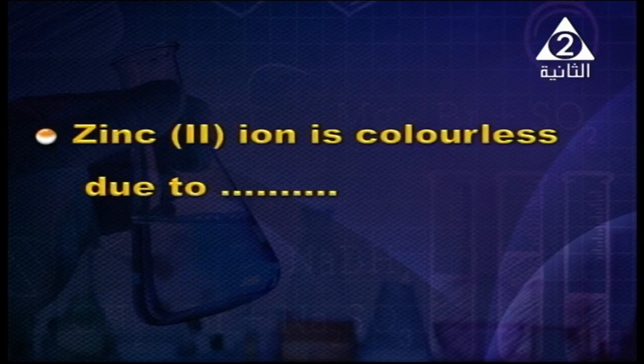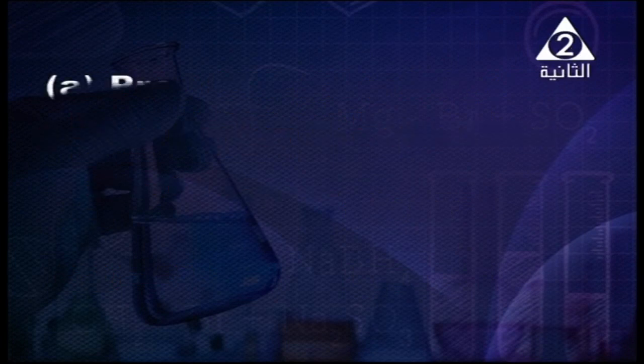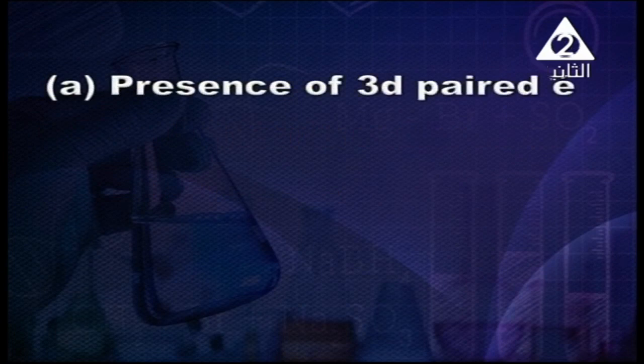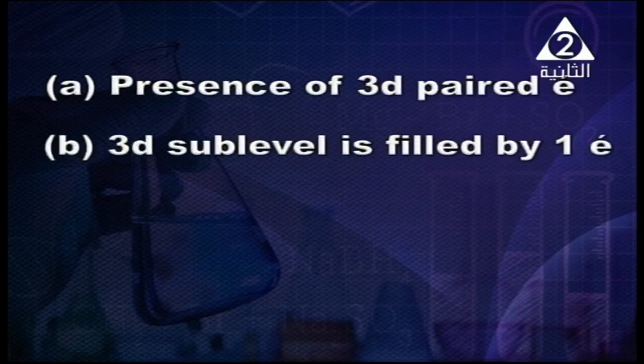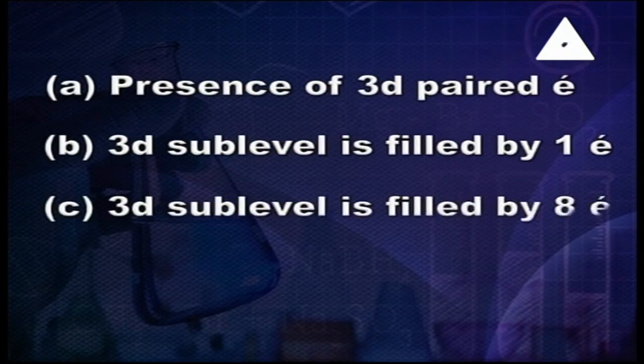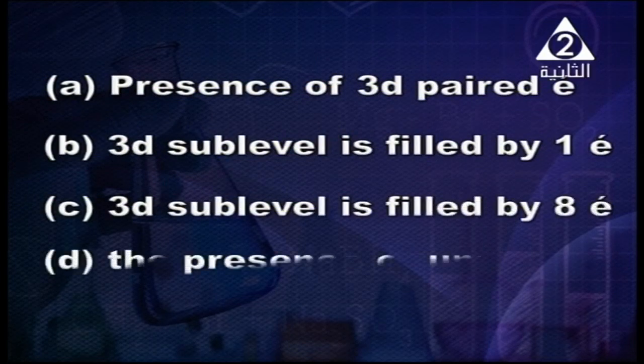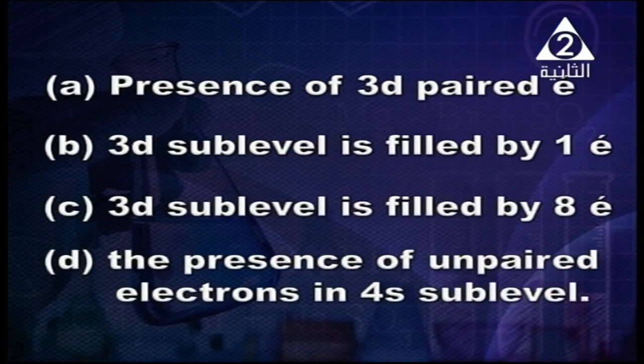Next point. Zinc 2 ion is colorless due to what? Presence of 3d paired electrons, 3d sublevel is filled by 1 electron, 3d sublevel is filled by 8 electrons, the presence of unpaired electrons in 4s sublevel. If you read the electronic configuration, you will find that the presence of 3d paired electrons.